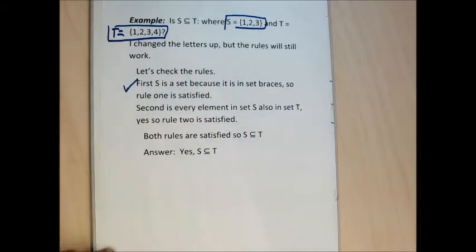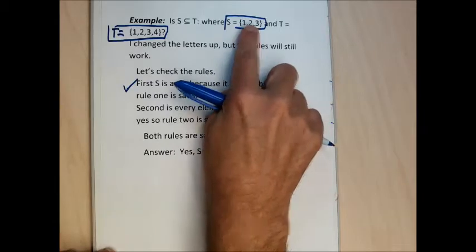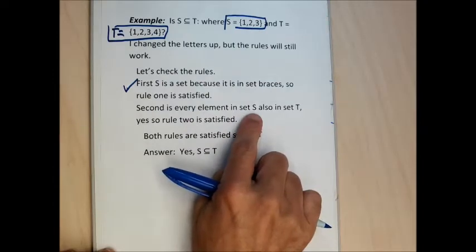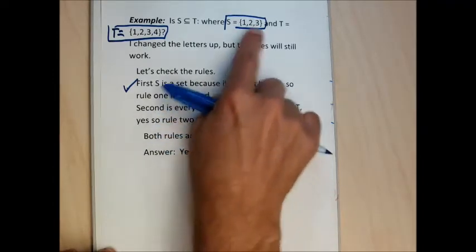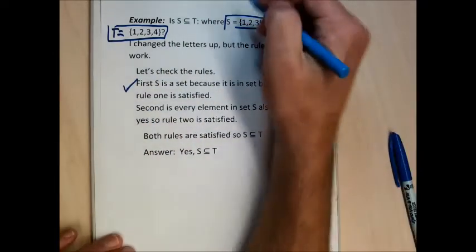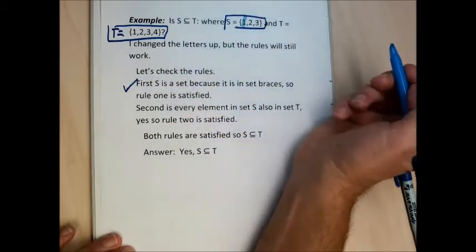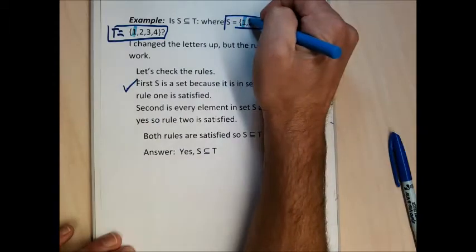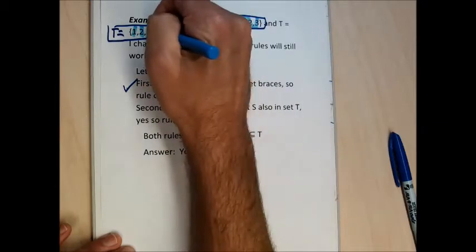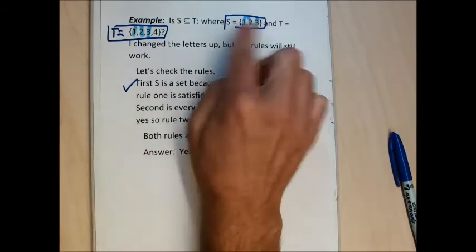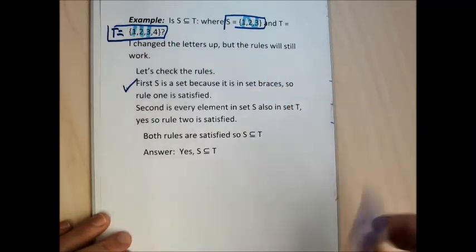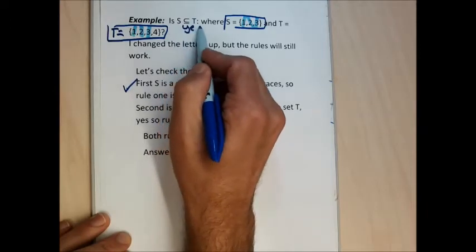So there are two rules to be a subset. The first rule is the left-hand item needs to be a set, which it is. The second rule is that every element in set S needs to also be in set T, because we're trying to see if S is contained or equal to T. If I look at the elements of set S, there's a 1 in S, there's also a 1 in set T. There's a 2 in set S, there's a 2 in set T. There's a 3 in S, and there's a 3 in T. Even though S doesn't equal T, because every element in set S is contained in set T, we say yes, S is a subset of T.